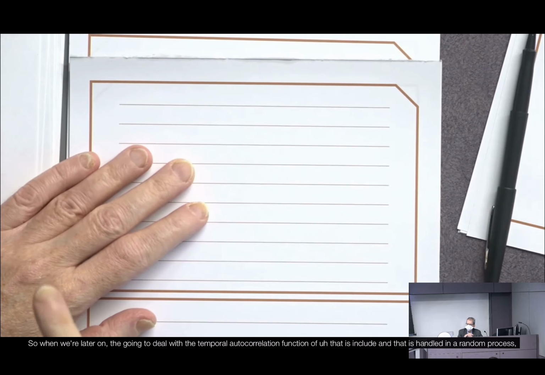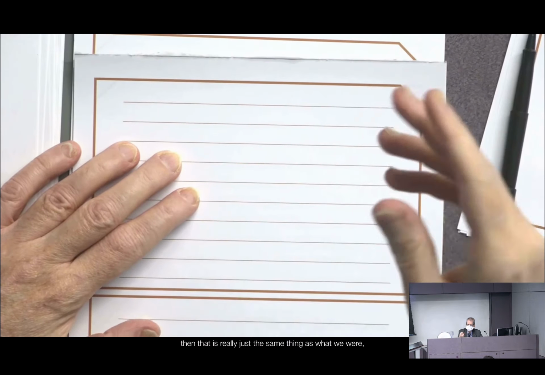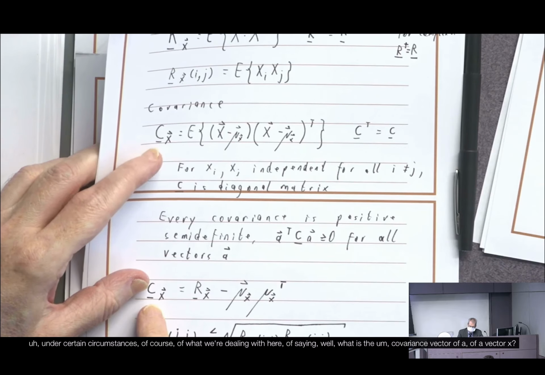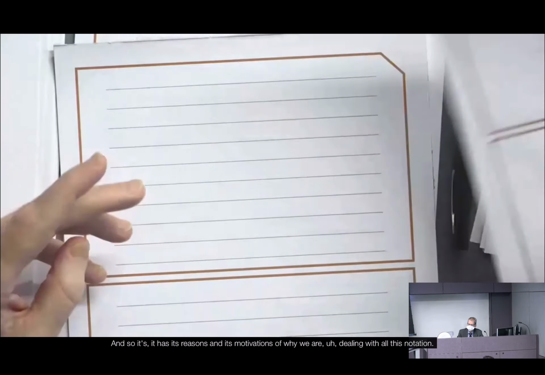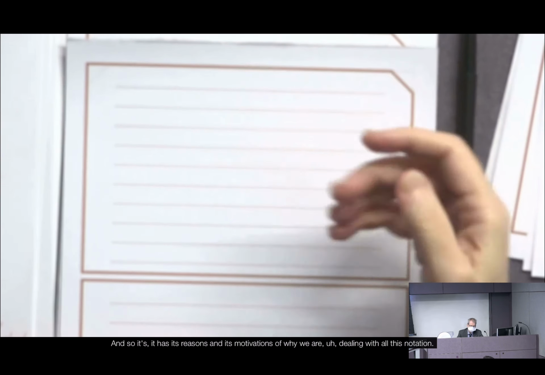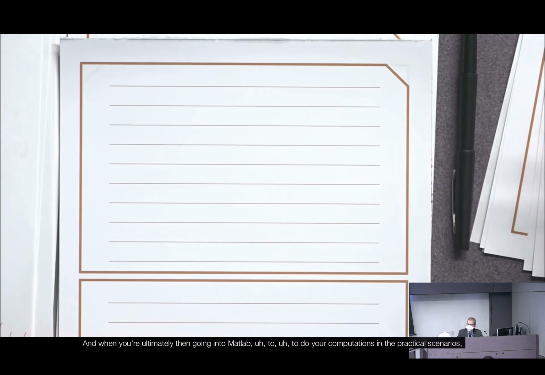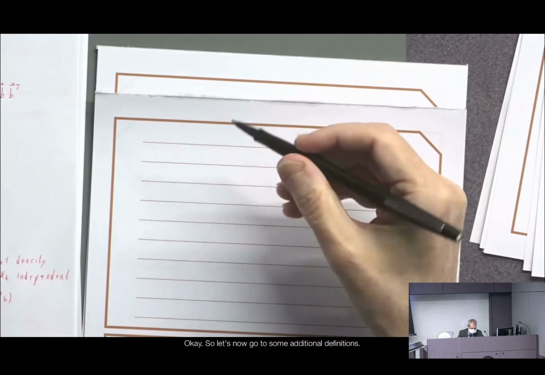So when we're later on going to deal with the temporal autocorrelation function that is handled in a random process, then that is really just the same thing, under certain circumstances of course, as what we're dealing with here, of saying, what is the covariance matrix of a vector X? And so it has its reasons and its motivations of why we are dealing with all this notation. And when you're ultimately going into MATLAB to do your computations in practical scenarios, MATLAB is based on all the vector and matrix manipulations, and so you will be writing your equations in exactly this particular form.